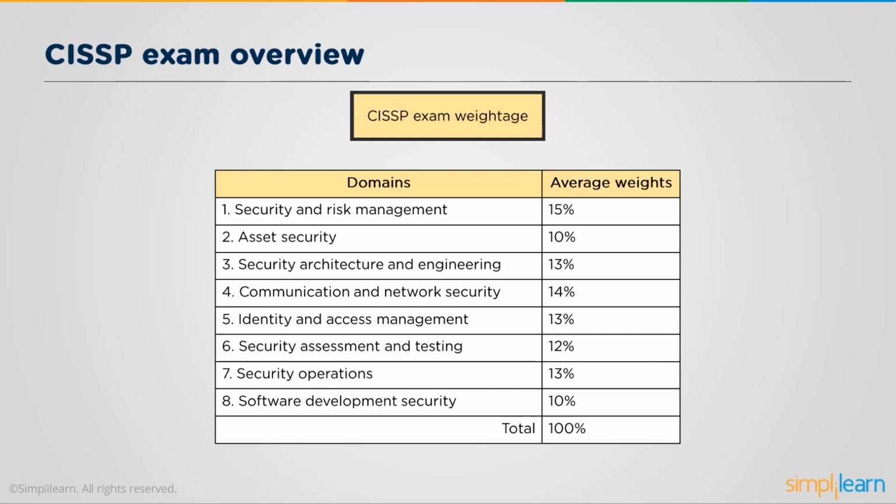Then you go into security assessment and testing, so vulnerability assessments, penetration test, software testing, SAST, DAST a little bit. All those will be covered in domain number 6, which has 12% weightage.